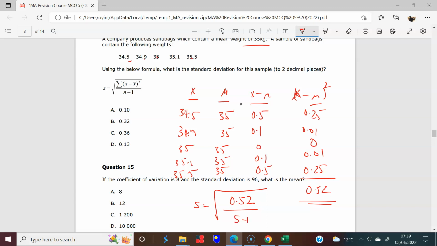So what is the square root of 0.52 over 4? 0.52 divided by 4 is 0.13. So in effect, we are asking, what is the square root of 0.13? Do that, and you have 0.36. That takes you to C.